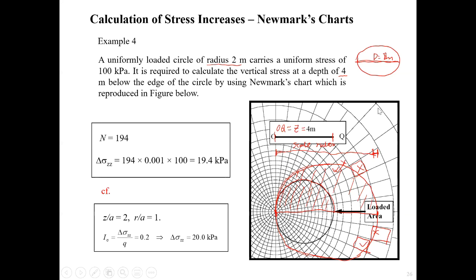Is that clear? I think we have more practice for this one. We just vary the radius of the circle loading from 1 to 2 meter or to 8 meter, and then your circle either shrinks or enlarges, and then you count the number of blocks. Is that clear? Thank you.